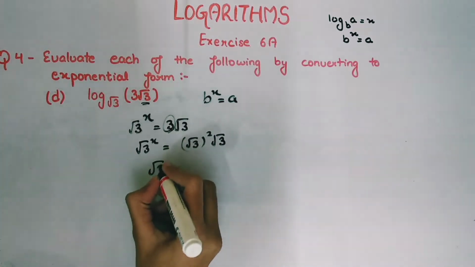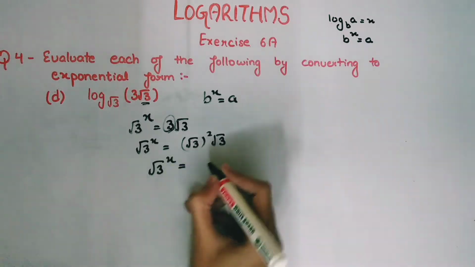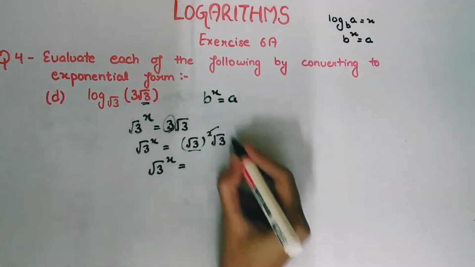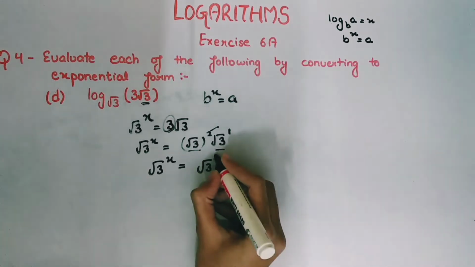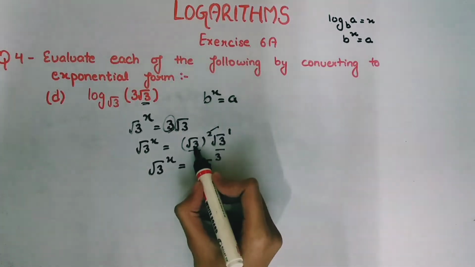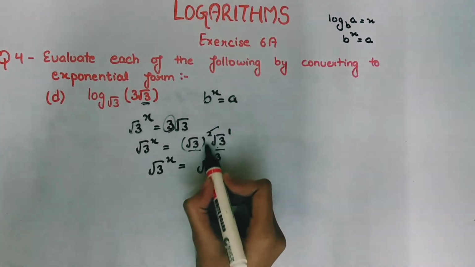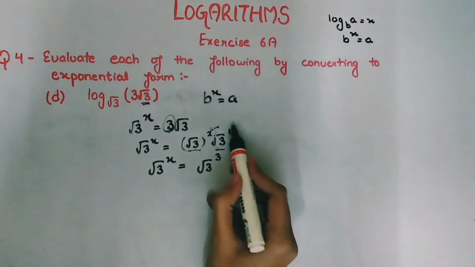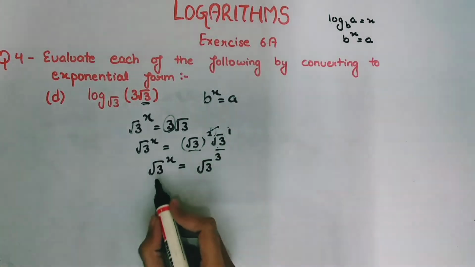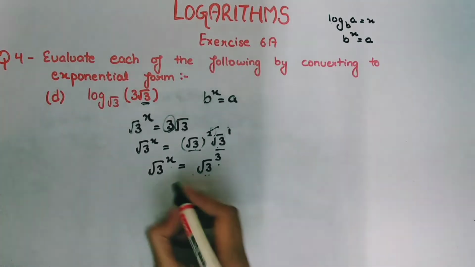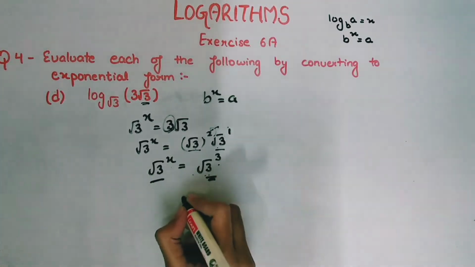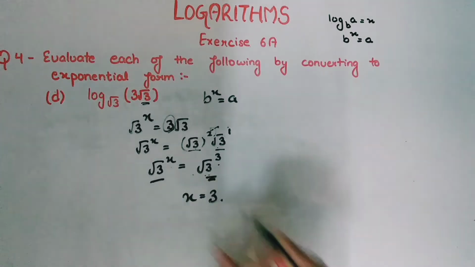We have √3 raised to power x, which is √3 raised to power 2 times √3 raised to power 1, which will be √3 raised to power 3. Because if bases are similar and they are in multiplication, the powers get added. So √3 raised to x is equal to √3 raised to power 3. The bases are similar, hence x is equal to 3.